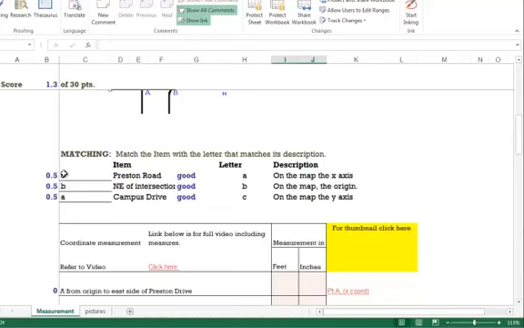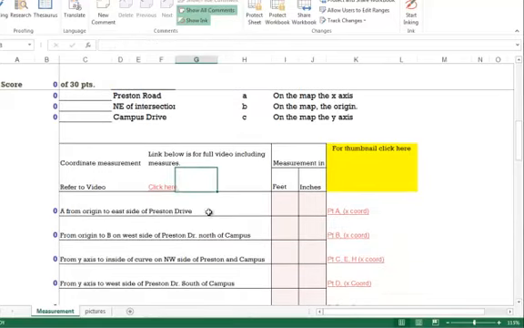So the first thing that you have to do is find the location for each of these. If you notice, one of these is the x-axis, one of these is the origin, and one of these is the y-axis. You just have to figure out which is which. Okay, now, for each of these measurements, you can watch this video to get them. Otherwise, you could also look at the pictures that I have here, and I'll show you.